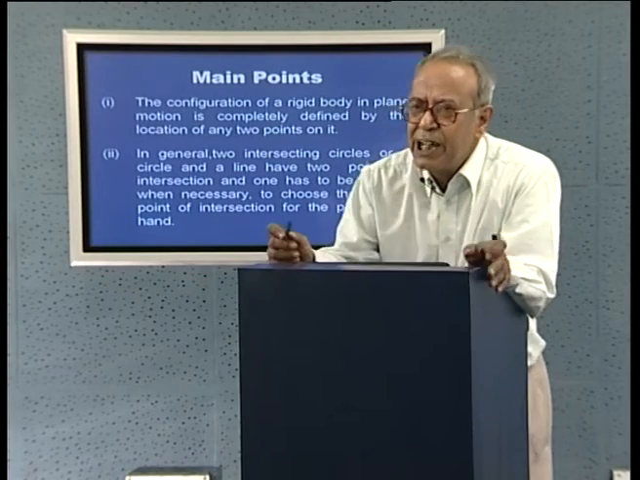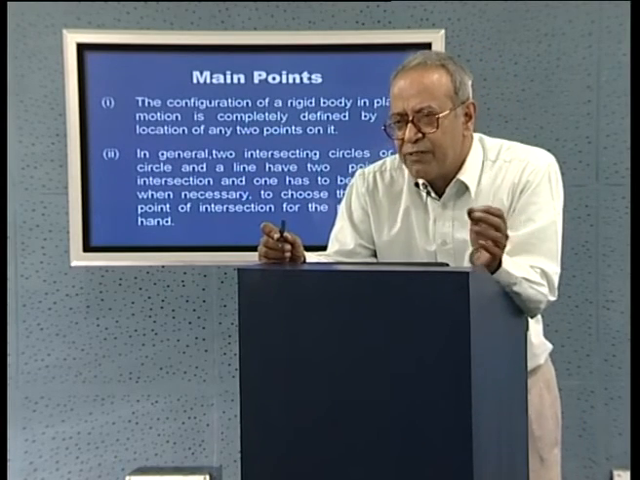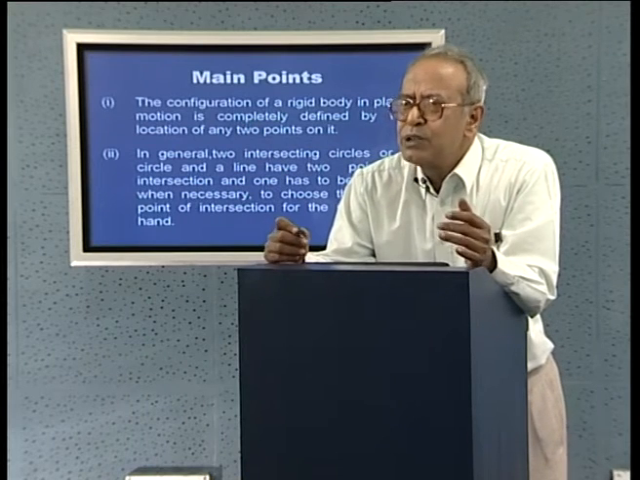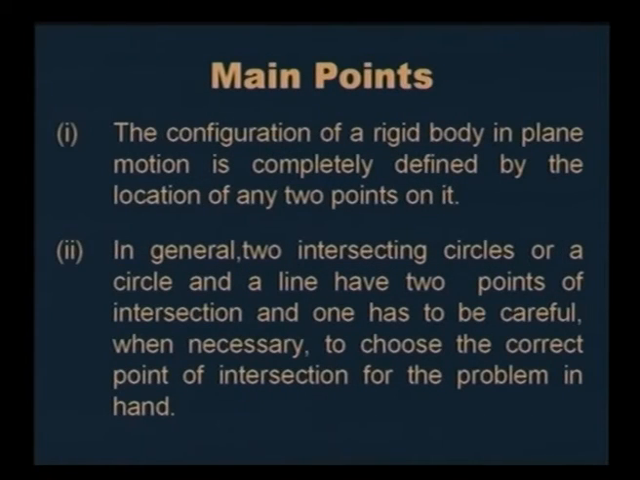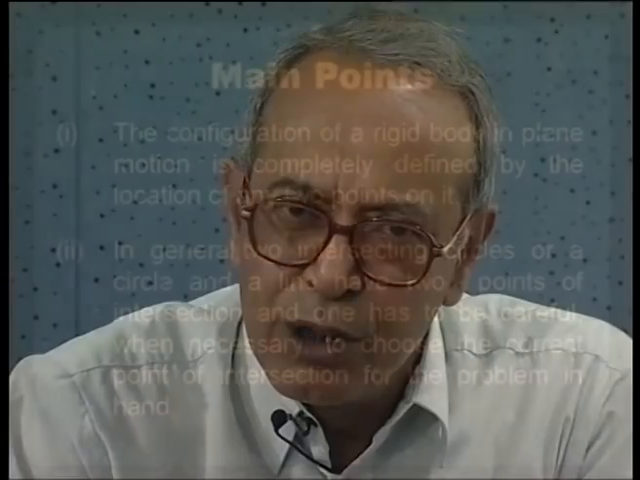The second point is, as we will see when we solve the examples, that very often we will need to draw two circles which are intersecting, or a line and a circle which are intersecting. Now, we know that such intersection points can be two. That means, two intersecting circles in general intersect at 2 points. Similarly, a line and a circle also intersect generally at 2 points. However, sometimes it may be necessary to choose the correct point of intersection for the problem in hand. As I said, all these points will be shown very clearly when you solve those particular examples.